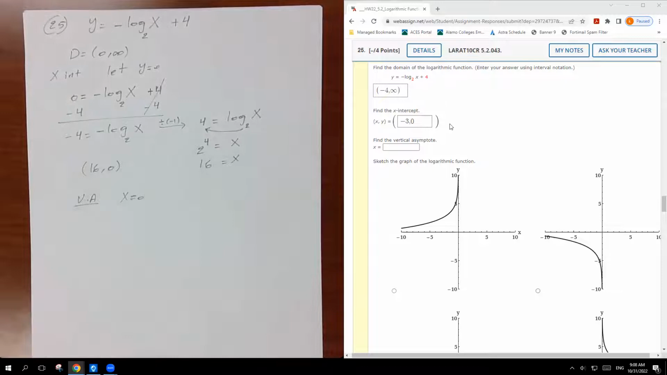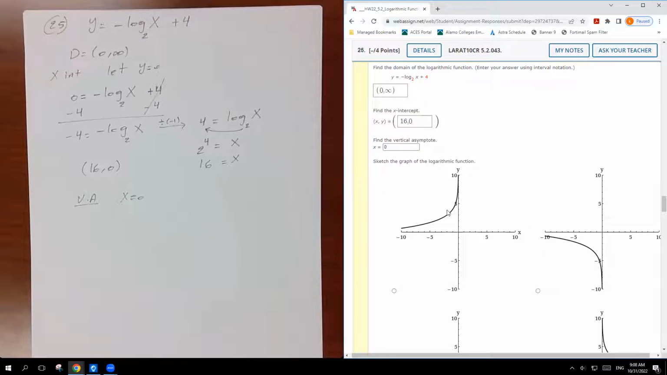So we're going to change these. And that's what I did wrong. I put parentheses. I considered x plus 4 as an argument for this one, which is wrong. And here (16, 0), and for the vertical asymptote, x equals 0.